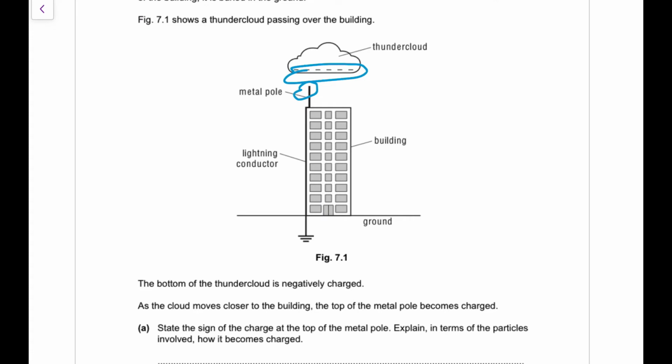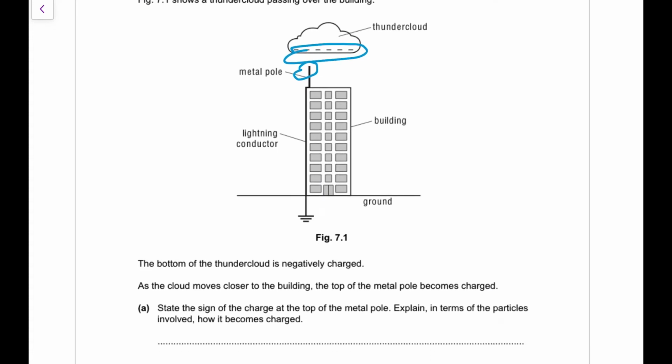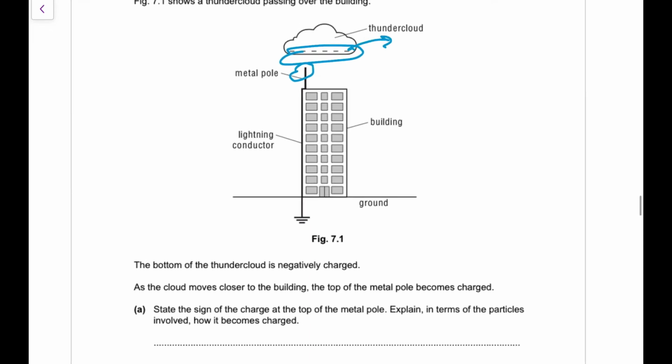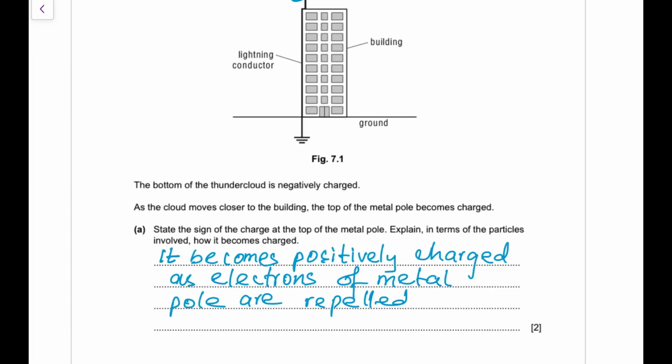A. State the sign of the charge at the top of the metal pole. Explain in terms of the particles involved how it becomes charged. So here you've got negative charges, right? This means it will repel the electrons in the metal pole to the ground, and so the metal pole will become positively charged.